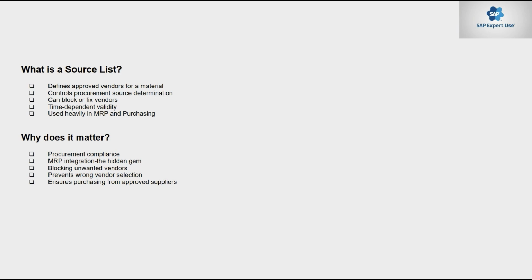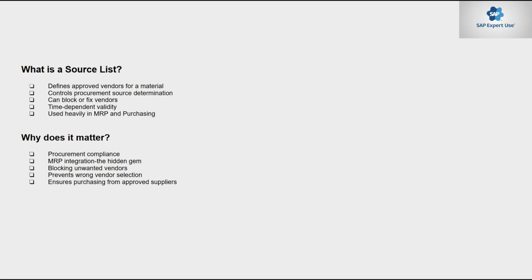Why does it matter? Well, first of all, it ensures procurement compliance. Companies have negotiated contracts with preferred suppliers. So the source list enforces those agreements by directing buyers or even automated MRP to the right supplier every time. There is no manual decision, therefore no mistakes.